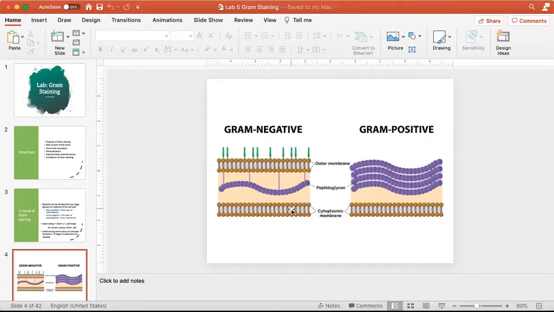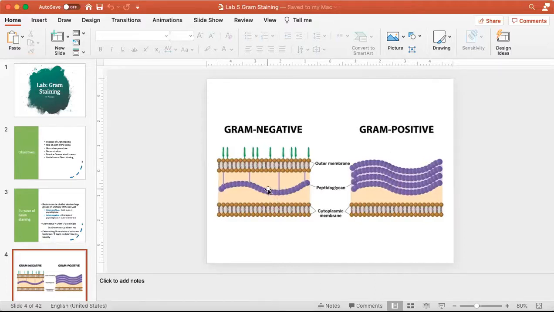So if we go from the membrane outwards, we again bump into some of this peptidoglycan. But this time, there's only a thin layer of it, a very thin layer of it. It's there, and it is protective, but it's not nearly as thick as what we see in gram-positive cells.